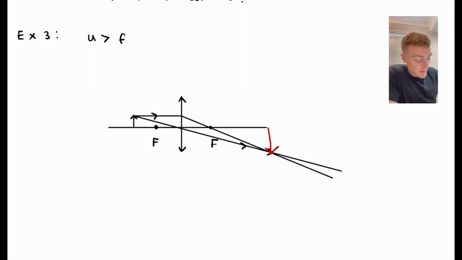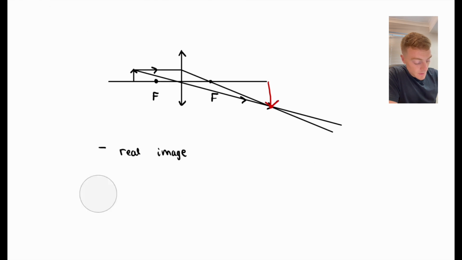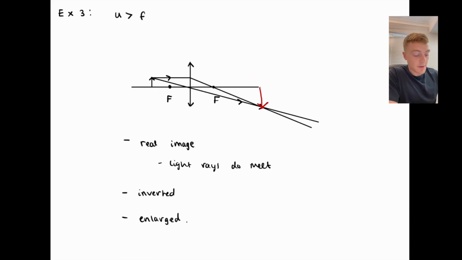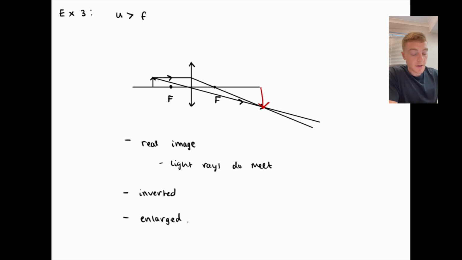Okay, and this time we can see that the light rays do actually meet, so that will tell us that it's a real image. So that means it can be projected onto a screen. The image is actually this time inverted because it's upside down, but it's also been enlarged. Okay, so these are the three keywords we need to use when describing any ray diagram.